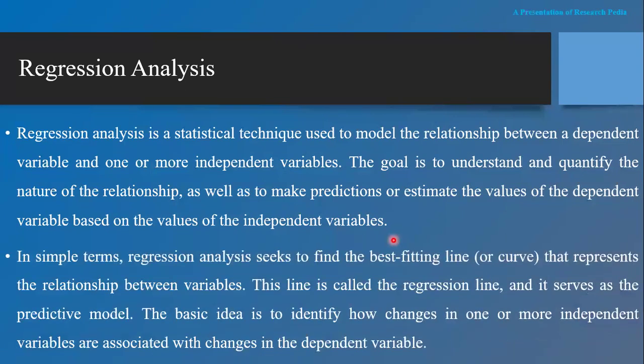In simple terms, regression analysis seeks to find the best fitting line or curve that represent the relationship between variables. This line is called the regression line and it serves as the predictive model. So the basic idea is to identify how changes in one or more independent variable are associated with changes in the dependent variable. So here, a number of independent variables are going to influence the dependent variable.